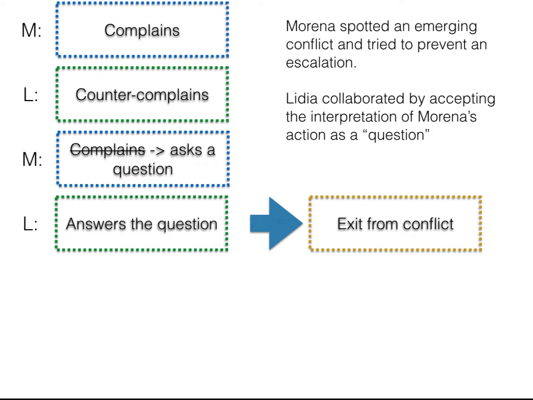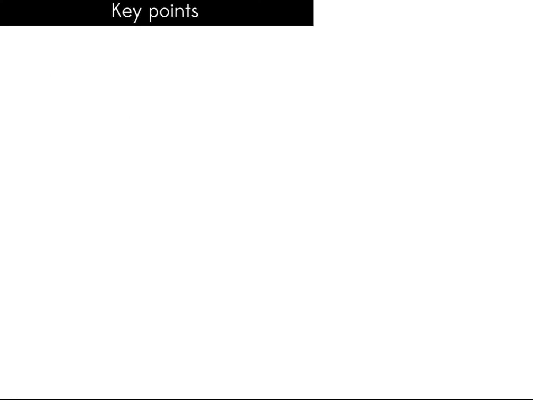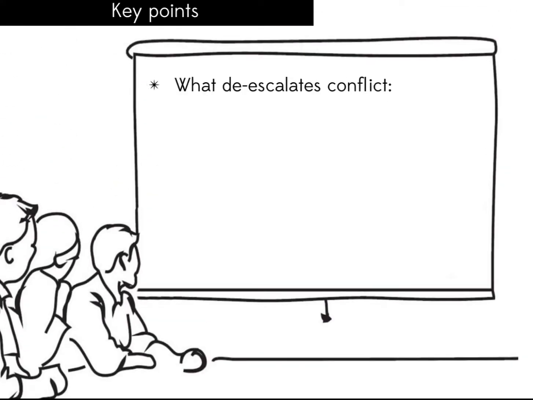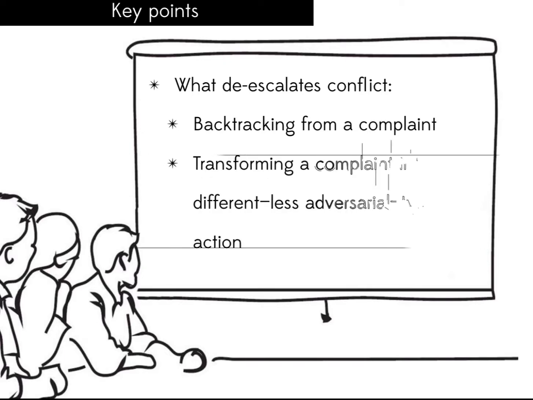By accepting this interpretation, Lydia starts to effectively treat it as a question, and there's a bit of an exit from the conflict. So it is possible to backtrack from a complaint if you can spot signs of an emerging conflict and transform a complaint into something less adversarial, another action, a question.